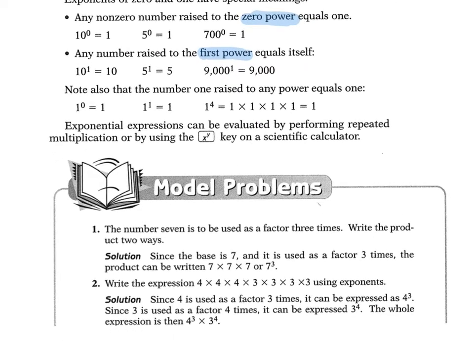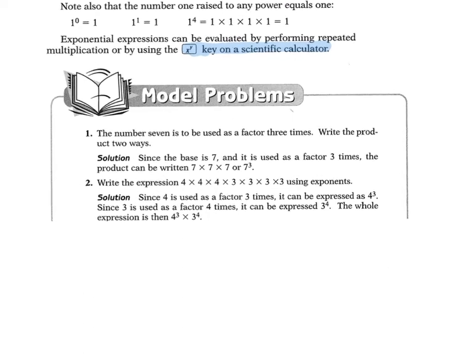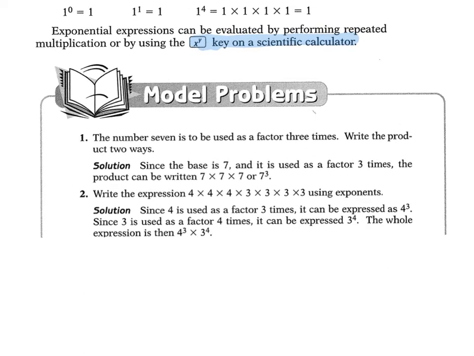So exponential equations can be evaluated by performing repeated multiplication. So if we had like 10 to the third power, it would be 10 times 10 times 10. We just repeat the multiplication, or we could use this button in our calculator. So here we have some examples. These examples are done for us.